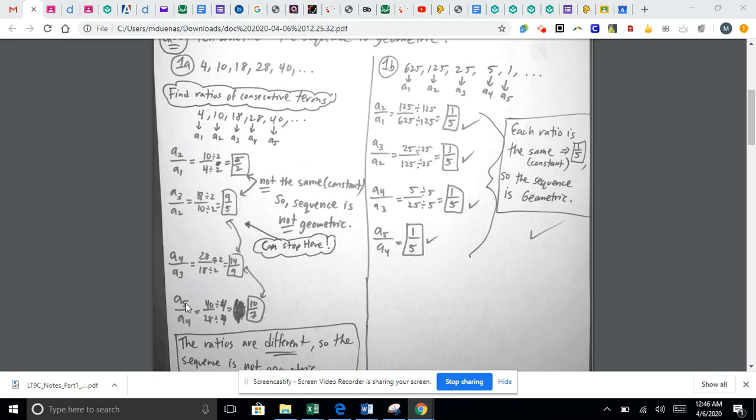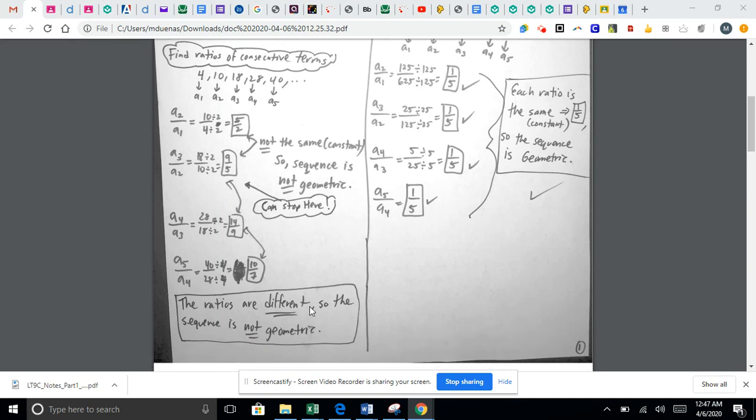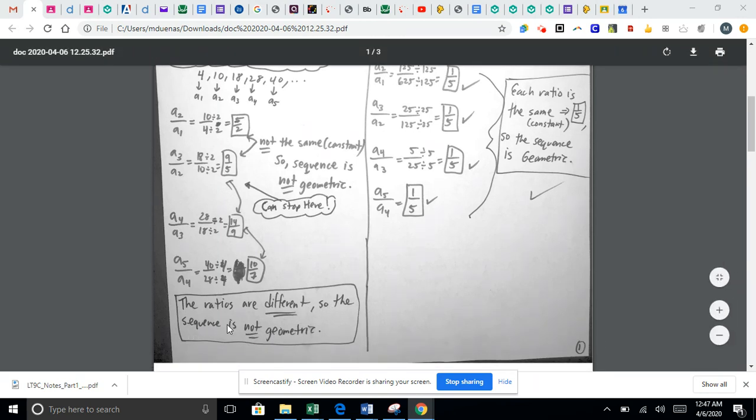So the final ratio, A sub 5 divided by A sub 4, will give us 40 divided by 28. 40 comes from A sub 5, and 28 comes from A sub 4. You divide by 4, that's the GCF, and that gives us 10 over 7. So we know that 10 over 7, 14 over 9, 9 over 5, and 5 halves are not the same. So they're not constant. In this case, the ratios are different. So the sequence is not geometric.